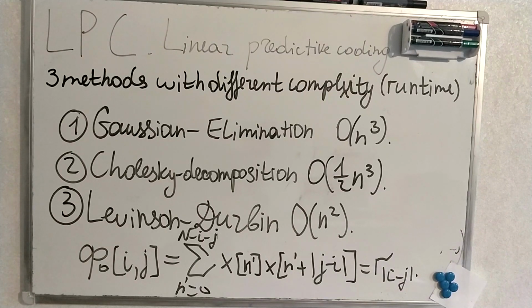First of all is Gaussian elimination. It's O(n cubed). Cholesky decomposition takes some special properties of the matrix into account. It's only for symmetric matrices. And the Levinson-Durbin autocorrelation method requires a Toeplitz matrix and a symmetric matrix. It takes symmetry and Toeplitz structure of F into account. Here is the formula for the Levinson-Durbin.